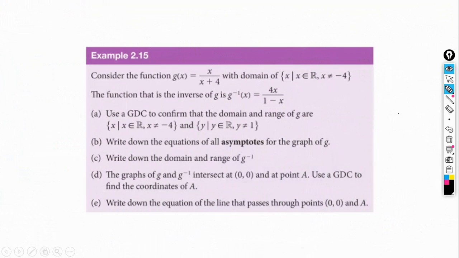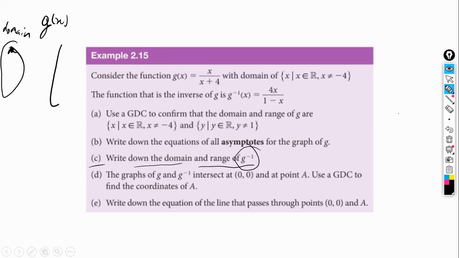Okay, so now for part C, they want us to write down the domain and range of the inverse of G. The inverse of G. So look, if we have G of x, and these are the x values, whatever they are, remember that this is known as the domain. And then as we input these values into G of x, we're going to get y values that are the range.